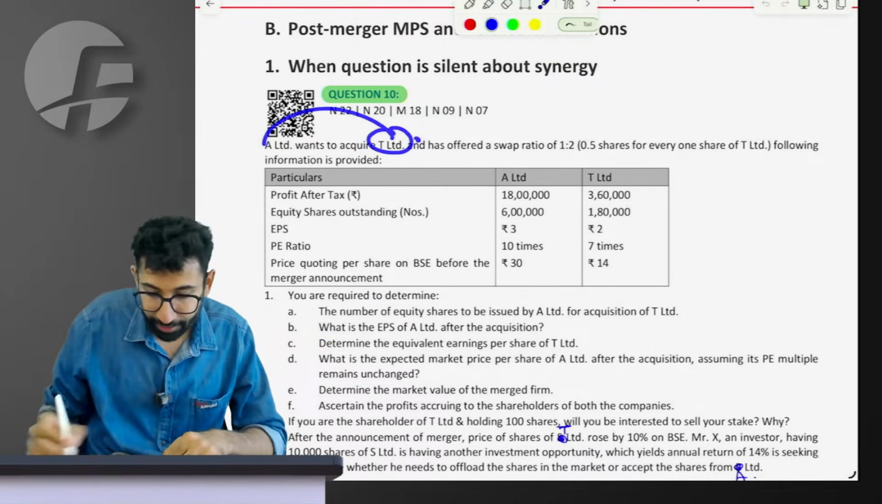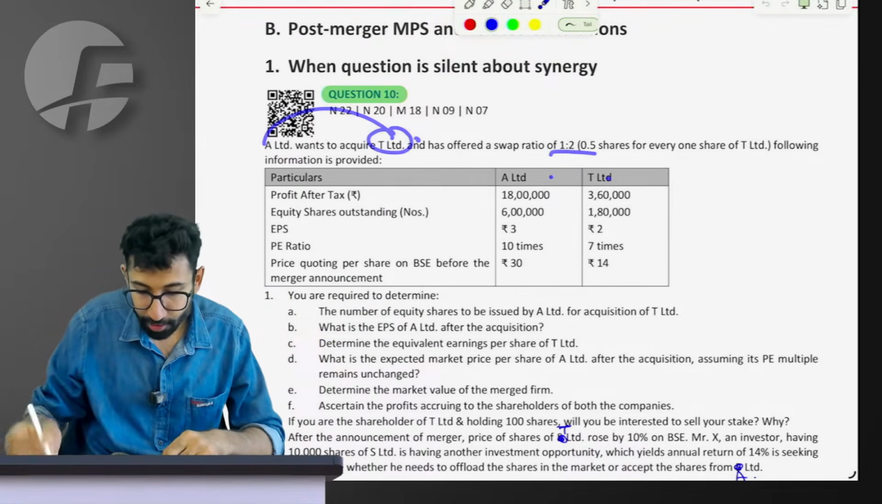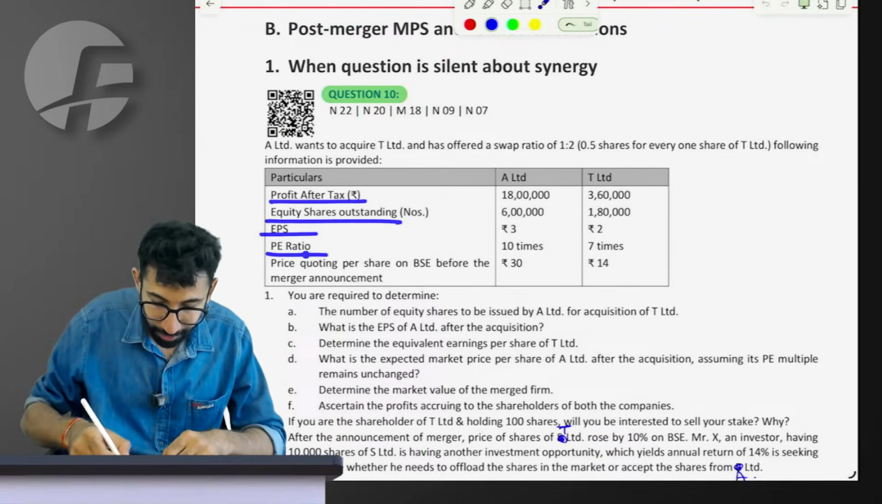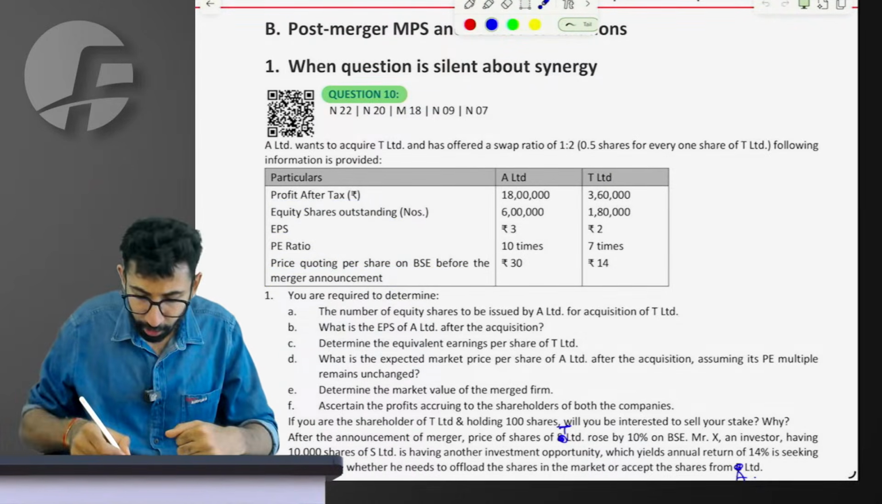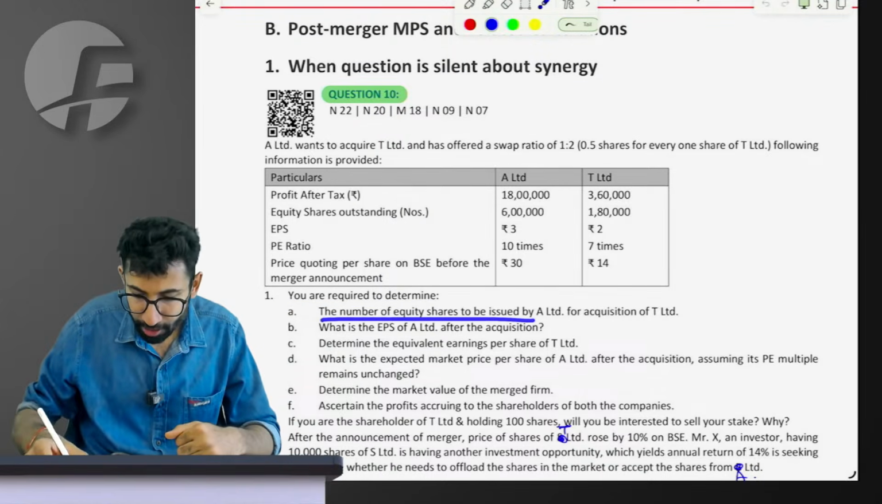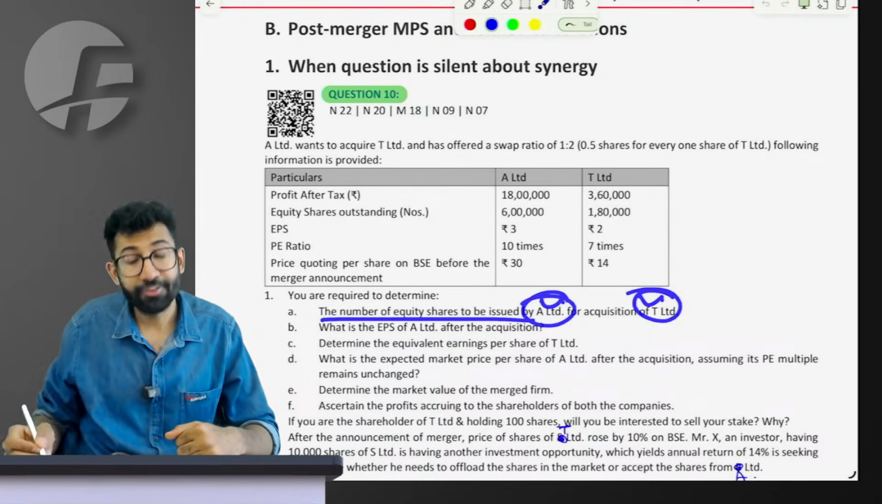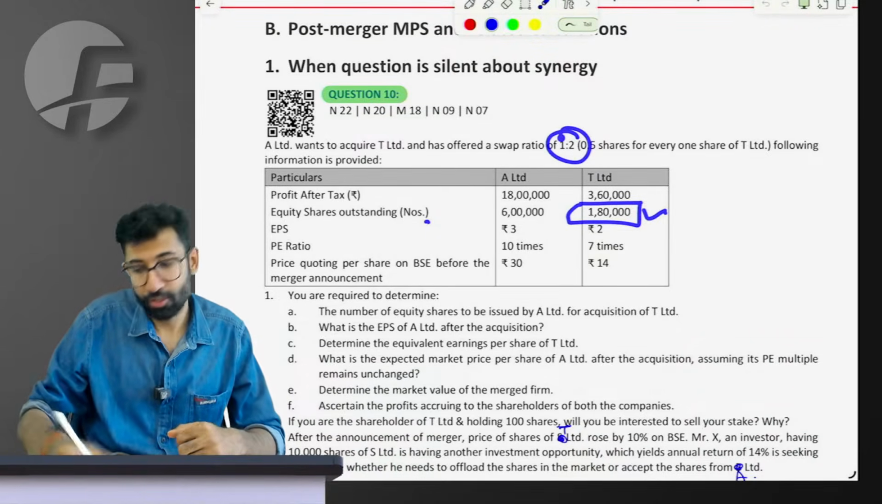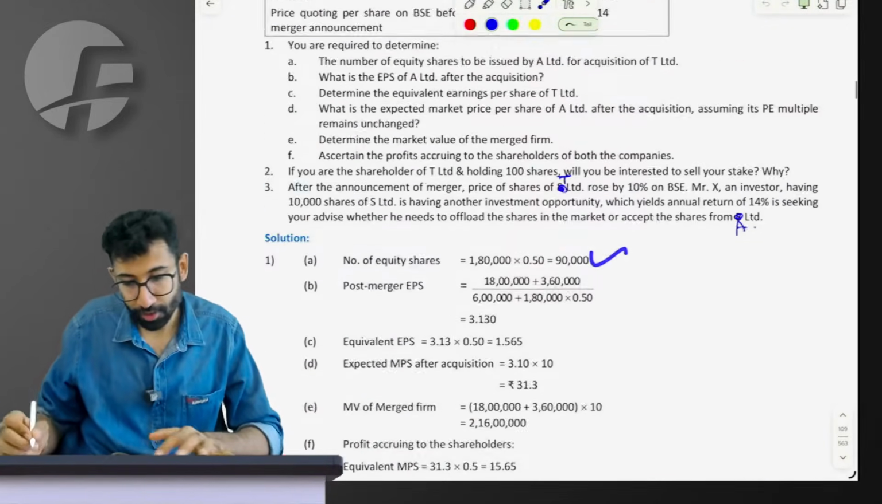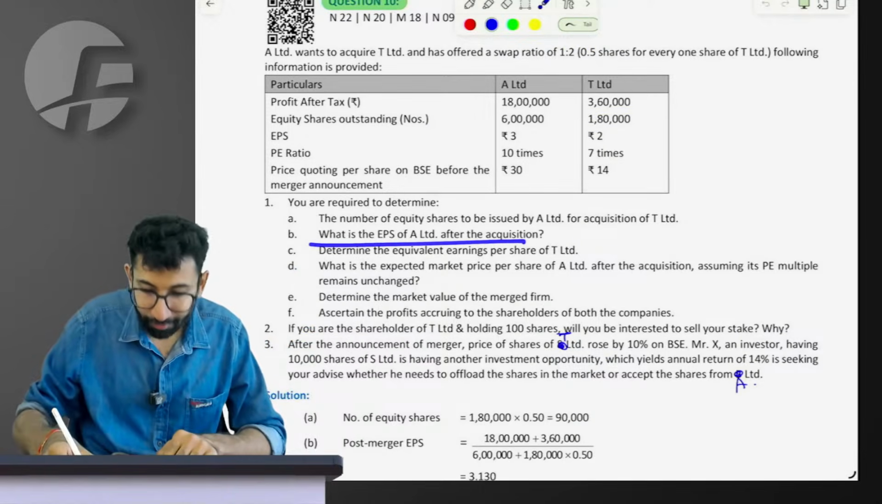So A wants to acquire T. Acquirer clear, target clear, exchange ratio clear, PAT given, number of shares given, EPS, and the price per share before merger, pre-merger MPS given. You are required to determine the number of shares to be issued by A to T. Obviously, very easy. Their number of shares is right now 180, and if the exchange ratio is 1:2, I will give them 90,000 shares. Very easy.